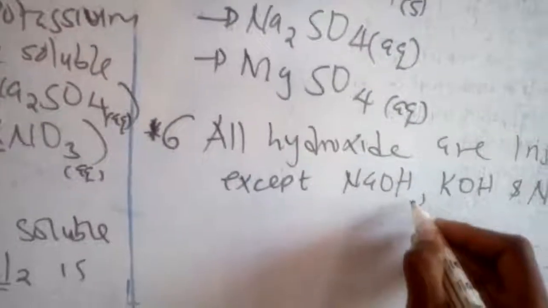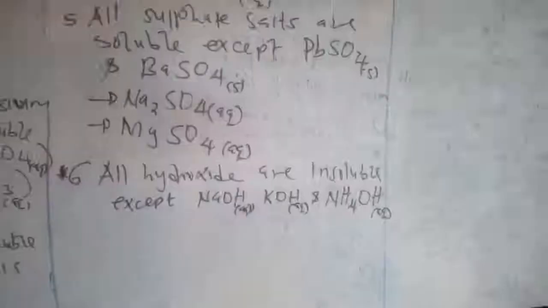So now, when it comes to writing the symbol in solution state, it's supposed to be AQ, but the rest you're supposed to represent with the letter S, meaning that they are insoluble. All hydroxides are insoluble except those of sodium hydroxide, potassium hydroxide, and ammonium hydroxide.